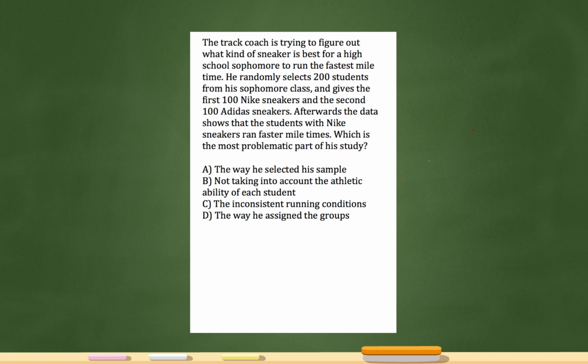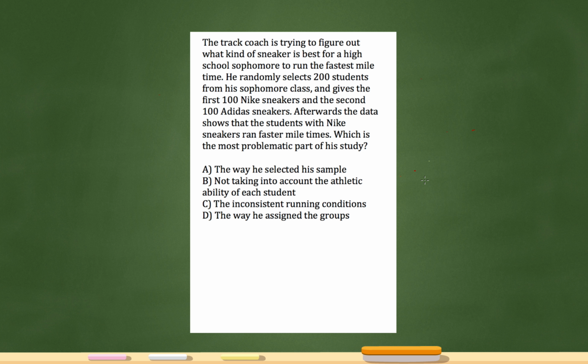A gym coach is trying to figure out what kind of sneaker is best for a high school sophomore to run the fastest mile time. He randomly selects 200 students from his sophomore class, and gives the first 100 Nike sneakers and the second 100 Adidas sneakers. Afterwards, the data shows that students with Nike sneakers ran faster mile times. What is the most problematic part of this study?